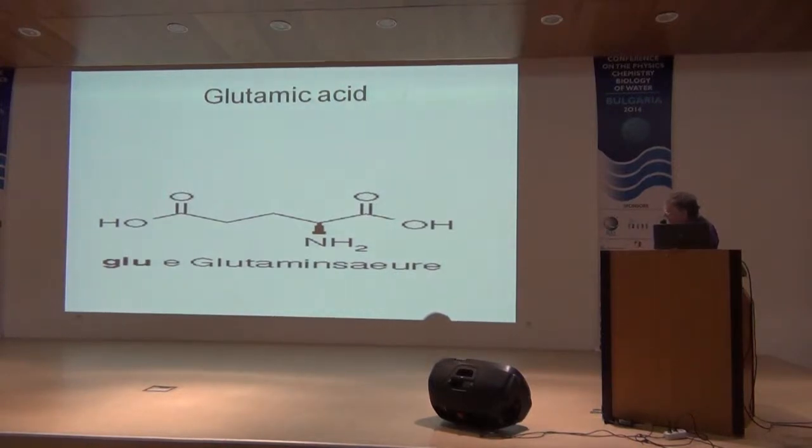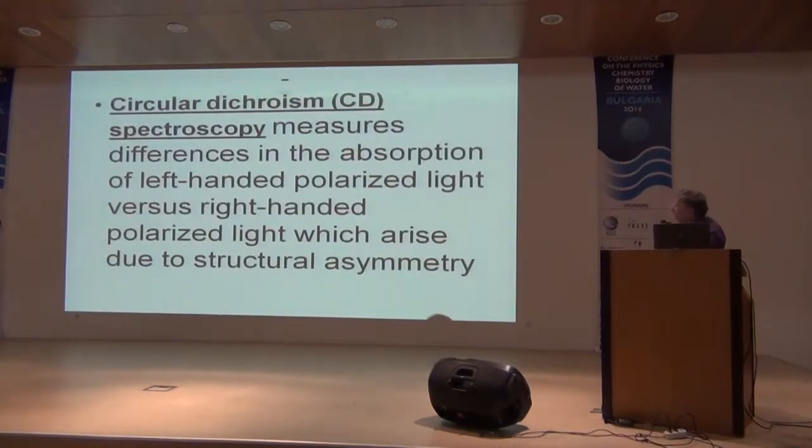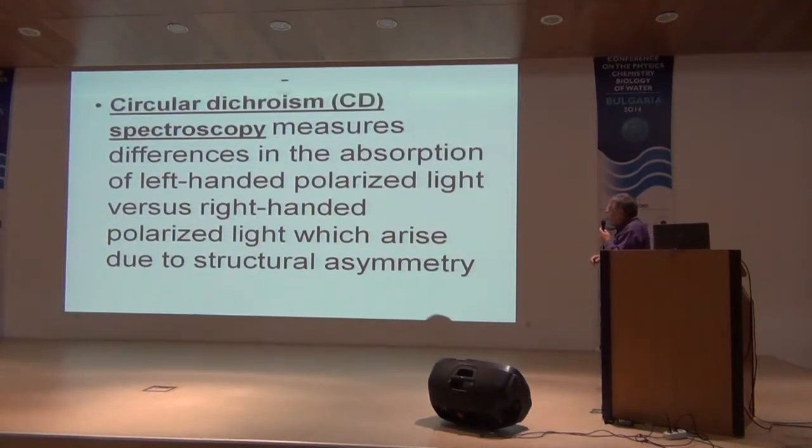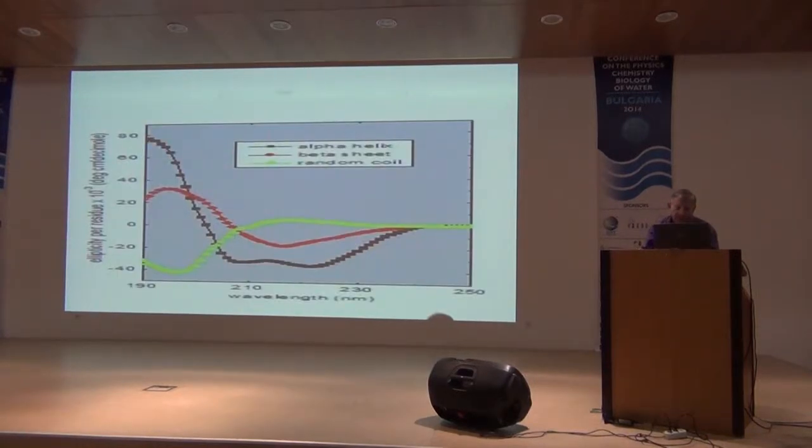This is glutamic acid, and polyglutamic acid is a polymer of that. Circular dichroism measures differences in the absorption of left-handed polarized light versus right-handed polarized light. Then you can get the chirality and the secondary structure of your materials. That's the way to do it. That's how the spectra look. You see alpha helix, beta sheet, and random coils. They're all structures of proteins and peptides. The ellipticity, or the measure of chirality, versus wavelength.